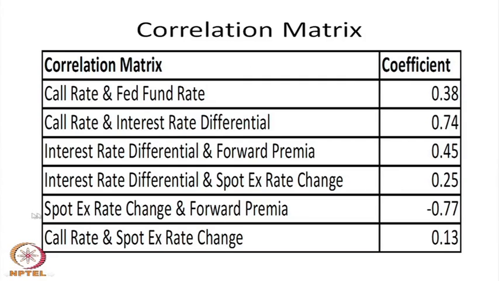Similarly, I have found the spot exchange rate change and forward premium, the exchange rate volatility and forward premium. I mentioned that when exchange rate volatility is high, the forward premium should also be high, but I found a negative correlation among them. Whether the spot exchange rate change is positive or negative, the forward premium has a negative relation. So, in case of India, the change is positive and forward premium is negative. So, this may be a spurious correlation, because theoretically it is not sound.